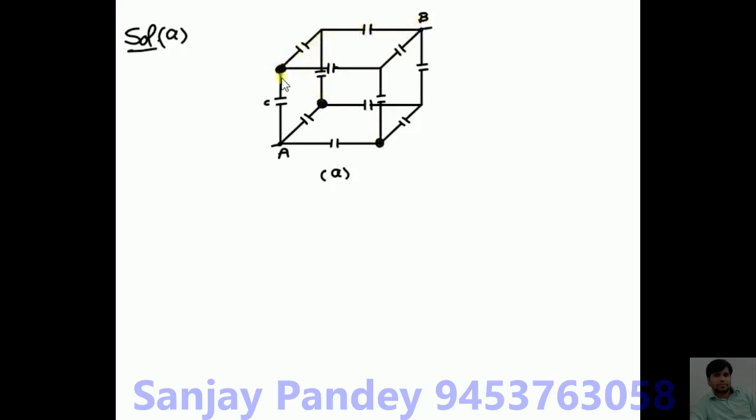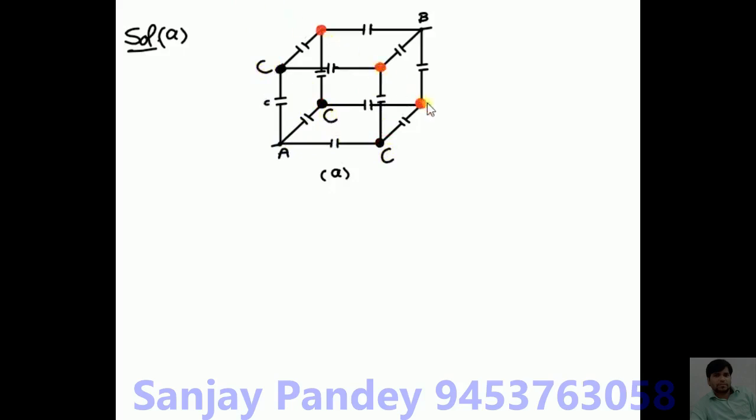From this position to A, we encounter one capacitor. From this position to A, one capacitor, and here also one capacitor. So we denote these 3 points, these 3 positions by C. These are equal potential points.